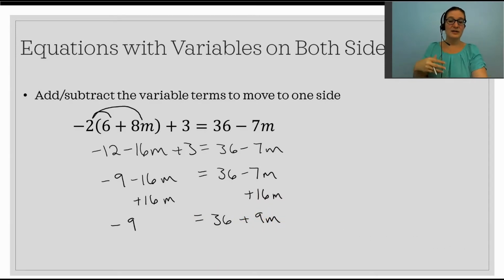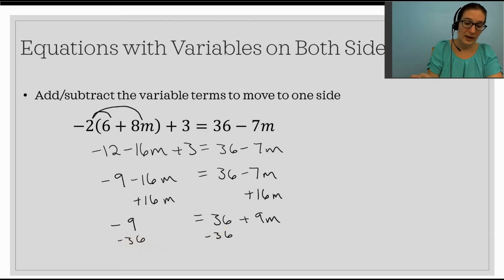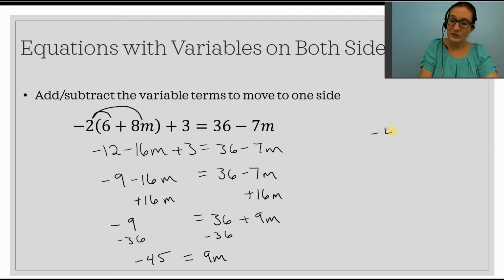So now, since I moved all my variables to the right, I have to move all my numbers to the left. So I will subtract the 36. And now I have -45 is equal to 9m. So I'm going to go ahead and rewrite over here so I have space to do some more work. My last step is to go ahead and divide by 9. And I end up with -5 is equal to m.